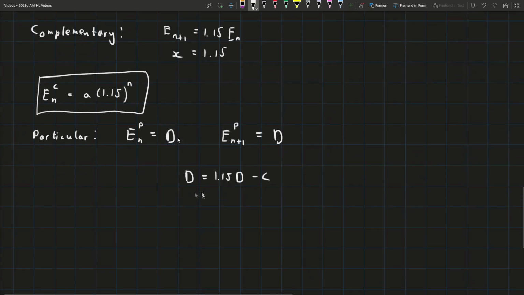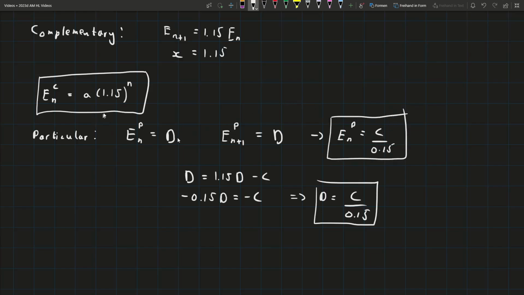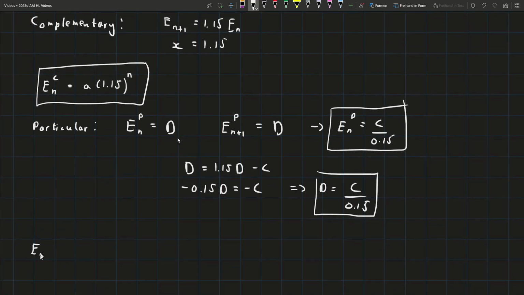We can bring the D's to the other side, and we get minus 0.15D equals minus C, or in other words, D is equal to C divided by 0.15. So that's our D, and that means that our particular solution, our En particular, which was just D, is going to be C over 0.15. You could do stuff with fractions, but it gets very messy, so I'm just going to leave it like that. Now our final solution for En will be the sum of our particular and complementary solution. So we'll have A times 1.15 to the power of n plus C over 0.15. Yeah. Oops. 5. Why can't I draw 5?